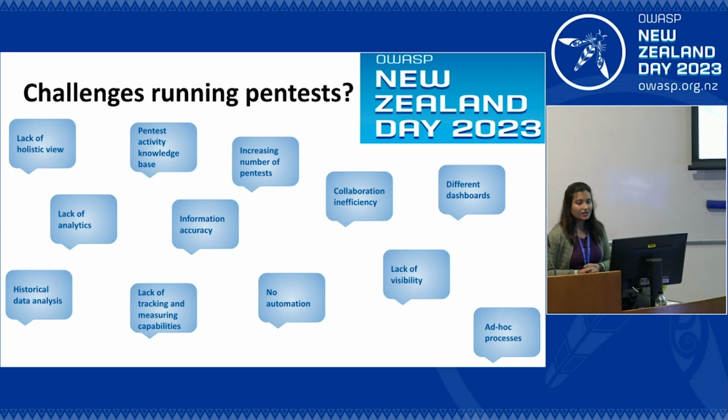Collaboration inefficiency. As I mentioned, if 2 or 3 pentesters, and as the team grows, want to collaborate with each other in order to do one pentest, it's very hard.